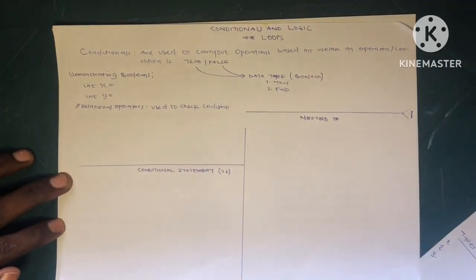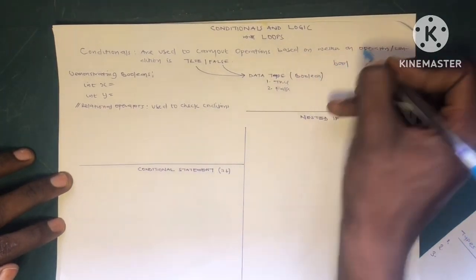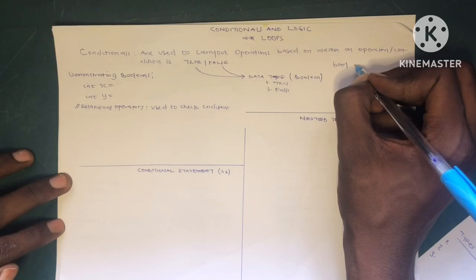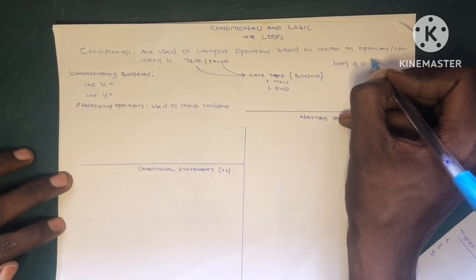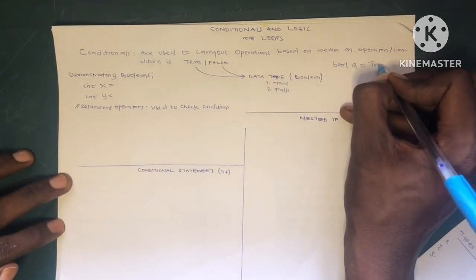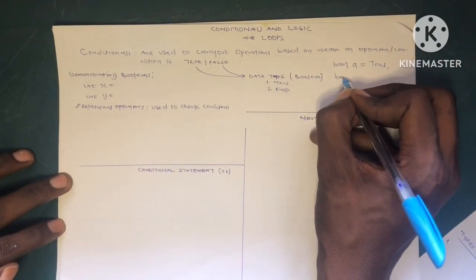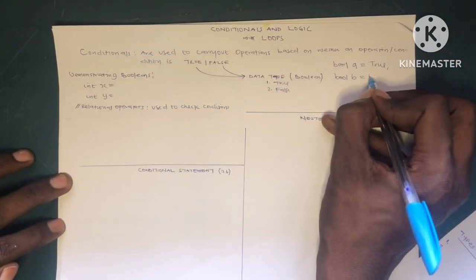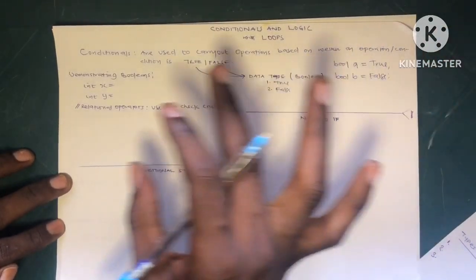If you want to declare a Boolean value, this is how you do it. You say boolean, let's say you want to declare a boolean called a. Now, boolean a. The value I told you can either be true or false, right? True. All right, or you can create a boolean called b and put it false.